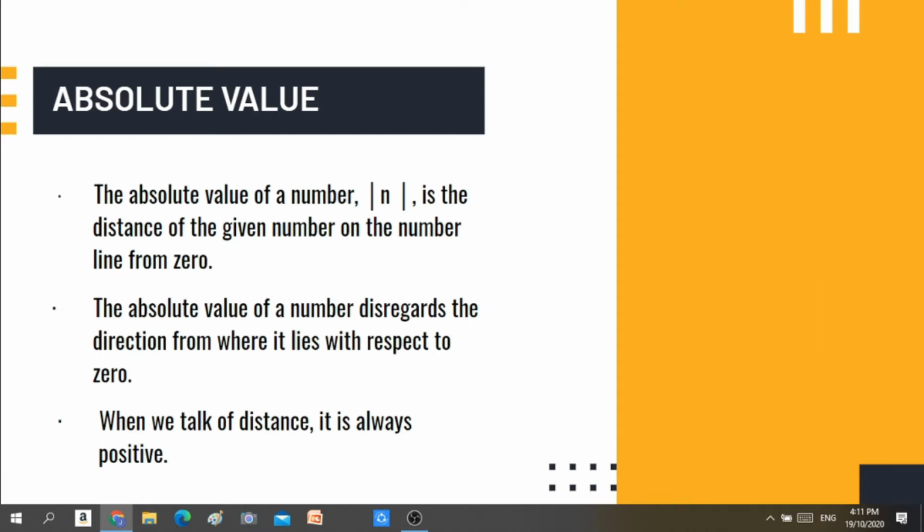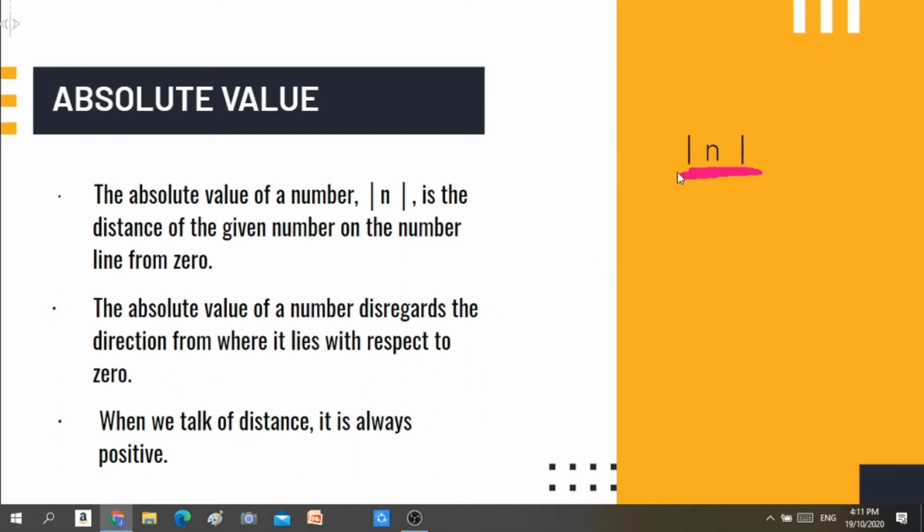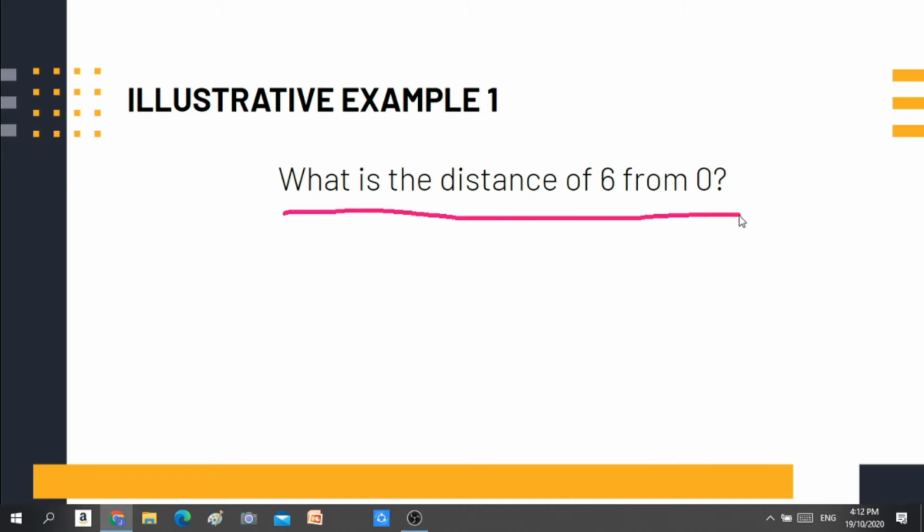Okay, whether it is going to the right, to the positive numbers, or to the left, or the negative numbers, lagi siyang positive. Why? Because when we talk about distance, it is always positive. Meaning to say, if we're gonna get the absolute value of a number, ang lagi nating sagot ay positive numbers. Let's have an example. So we have illustrative example number 1, and we're looking for the distance of 6 from 0. Ano daw yung distance ng 6 from 0? Meaning to say, we're looking for the absolute value of 6.